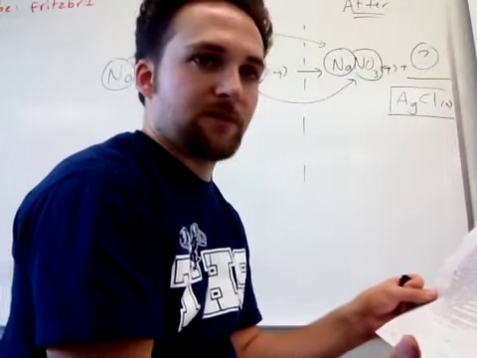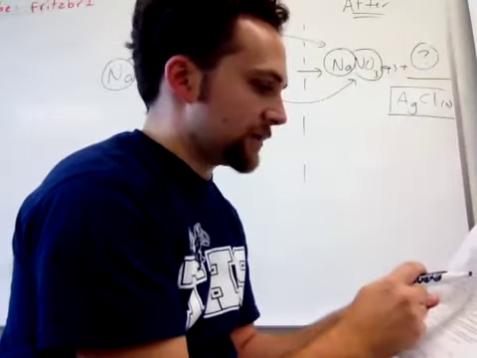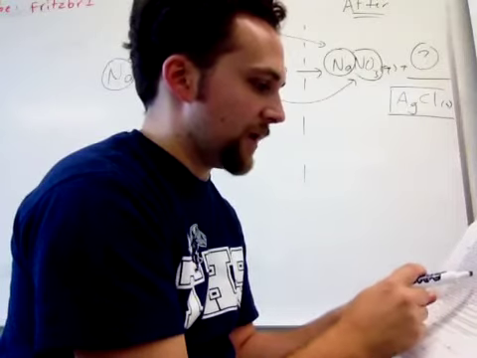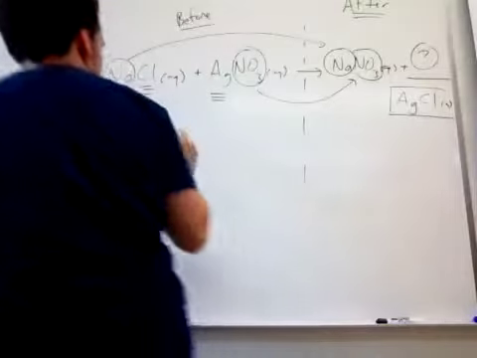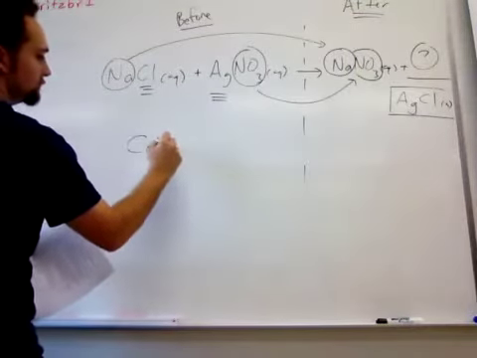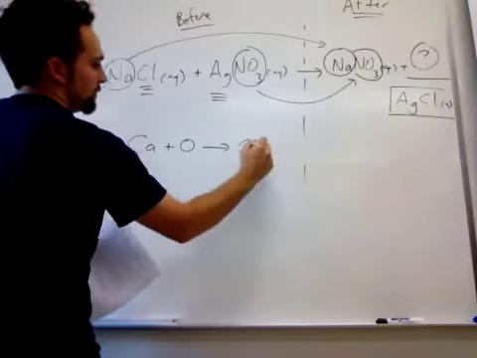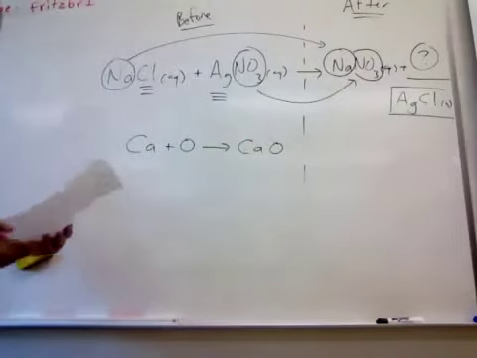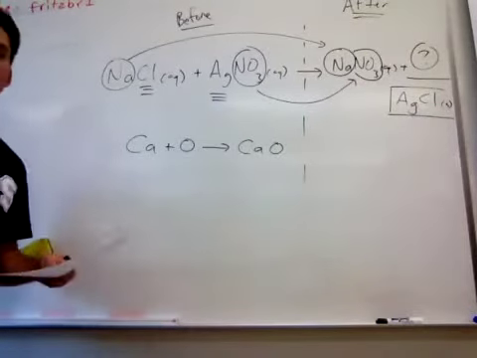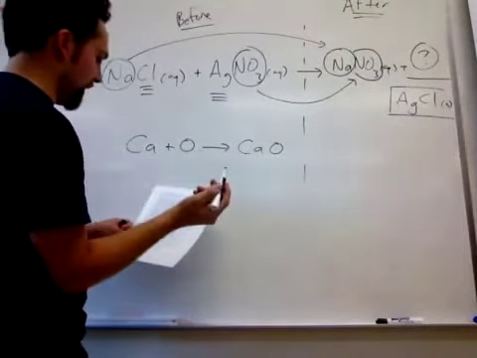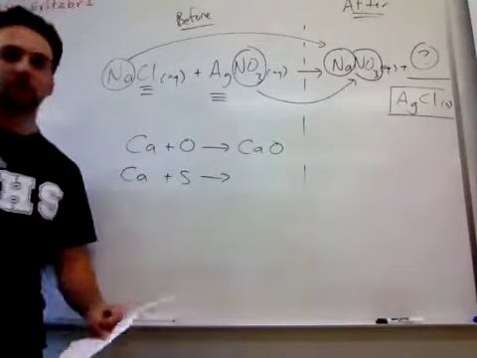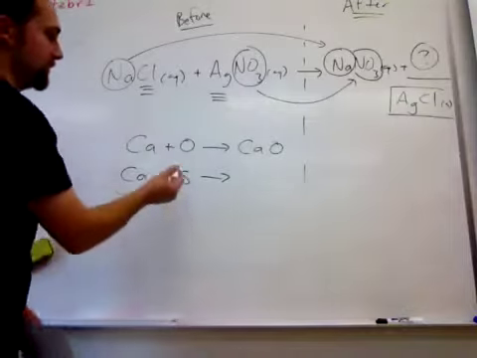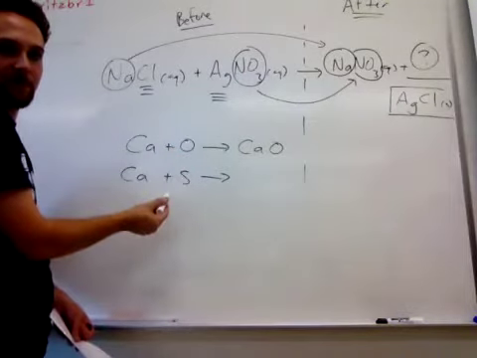The way you figure this out, it says that if you react it with oxygen, the reaction is going to form calcium oxide. So then the next one says, what happens if you react it with sulfur? Calcium plus sulfur. Question to think about is, where are oxygen and sulfur on the periodic table?